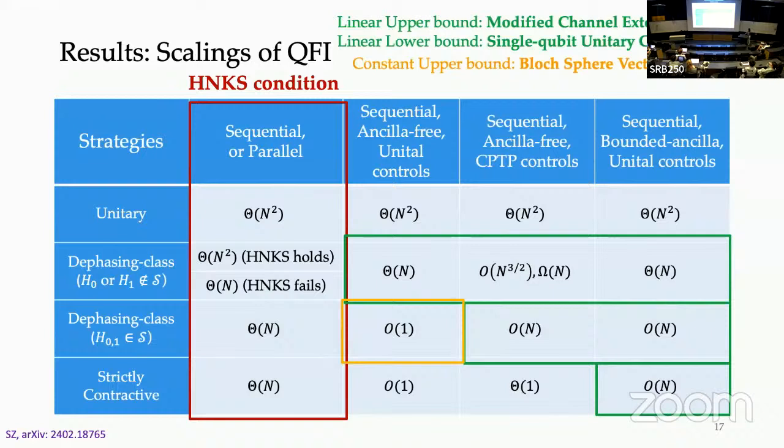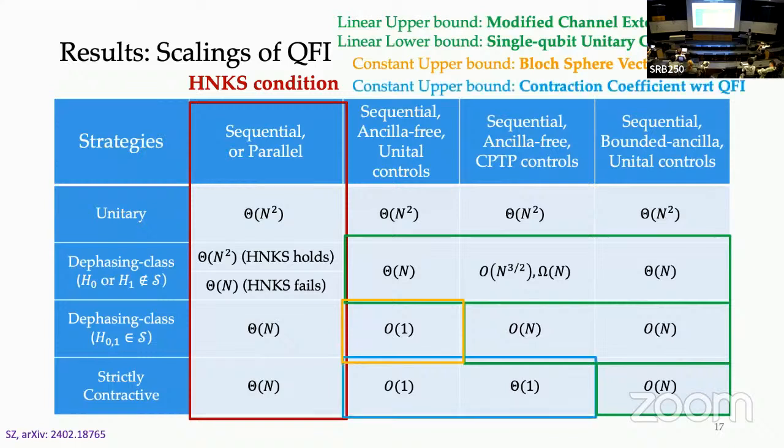Okay, and then the other thing about the Fisher information is that it is at most a constant for the dephasing class channel of the second type with the first type of restricted strategy. And in order to prove that, we use some calculation with the Bloch sphere representation. And finally, in order to prove the constant Fisher information upper bound for strictly contractive channels, we just need to use the relation between Fisher information and Bures distance. And then we use some contraction coefficient with respect to the quantum Fisher information.